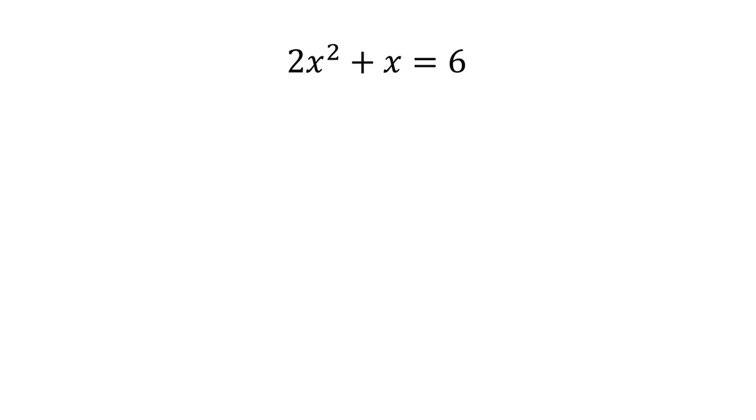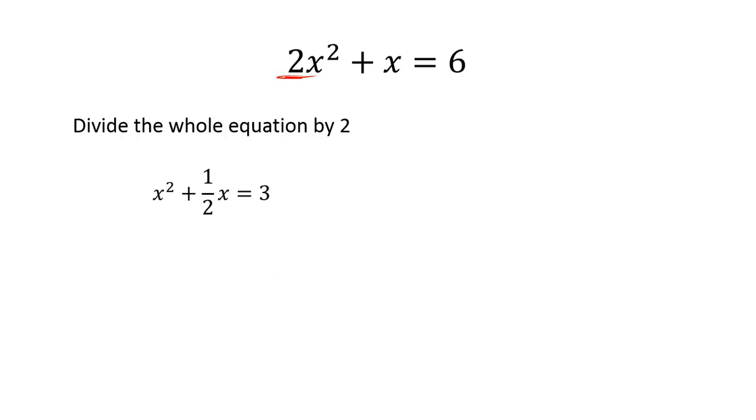Now this was different than the previous ones where we've just had x squared. Now we have 2x squared. The easiest way of doing this is just to divide everything by that coefficient. So whatever that number is in front of the x squared, in this case 2, divide everything by 2. Now we do end up getting a fraction. We get 1/2, but that doesn't stop us. So now we have x squared plus 1/2 x equals 3.